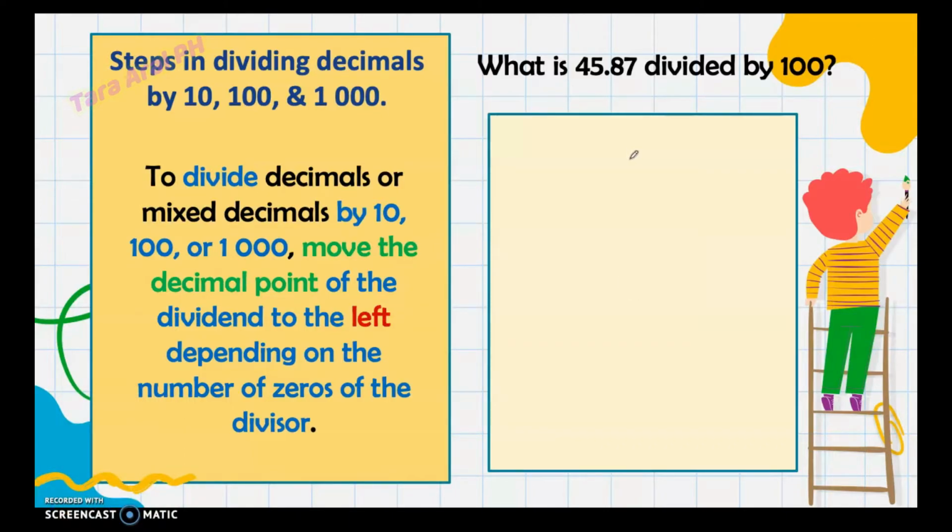So this time, we are not going to manually divide if the divisor is 100 or 10 or 1000 and so on. All we need is to move the decimal point of the dividend, which is 45.87 here. We move to the left depending on the number of zeros in our divisor. So we have 2 zeros, 1, 2. So we also move 2 places to the left, and our answer now, here's our decimal point, is 0.4587.